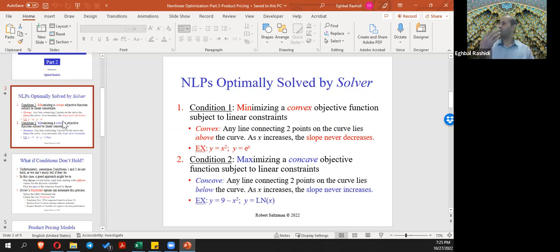And if you actually run these problems in Excel, it's going to give you the message that the optimality conditions are met. Okay, it's not going to say that the current solution is found. But when it says the current solution is found, it means that it's not sure whether it is the global optimal, or it is stuck to a local optimal.